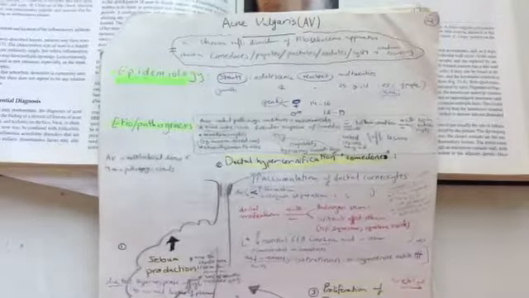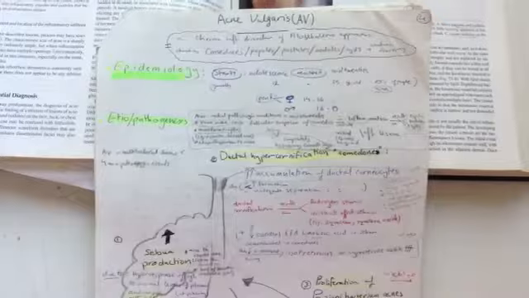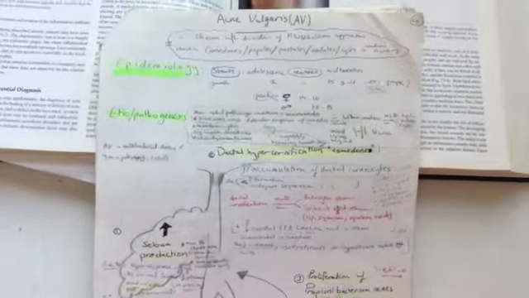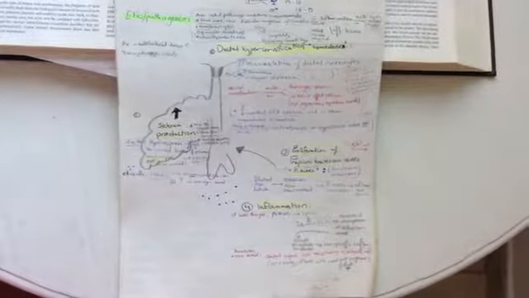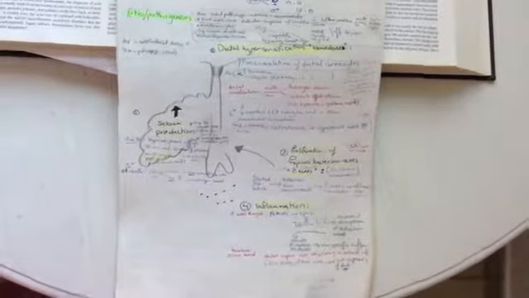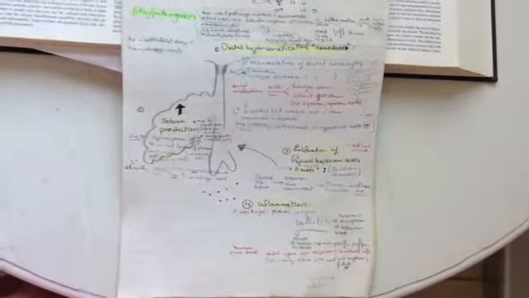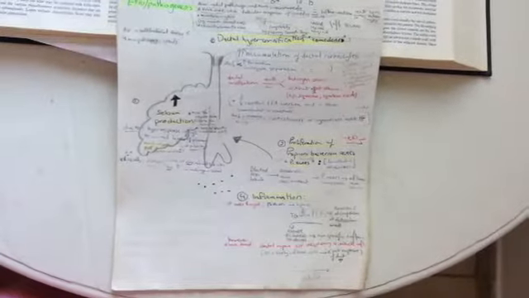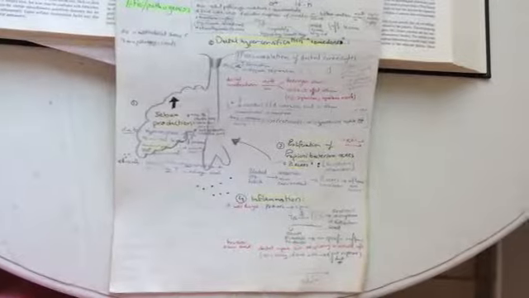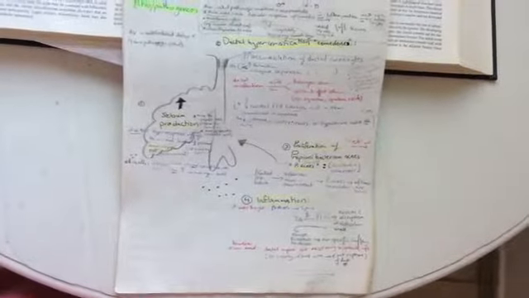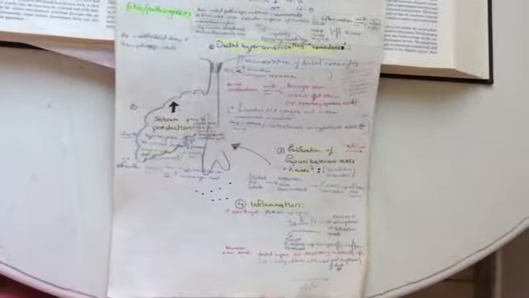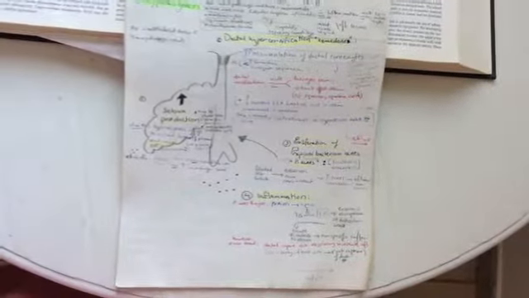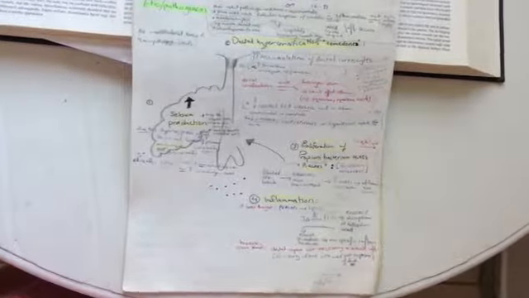Acne vulgaris is a multifactorial disease with four main etiopathological factors. The first is increased sebum production. Second, ductal hyperproliferation, comedones. Third, proliferation of Propionibacterium acnes. And fourth is inflammation.